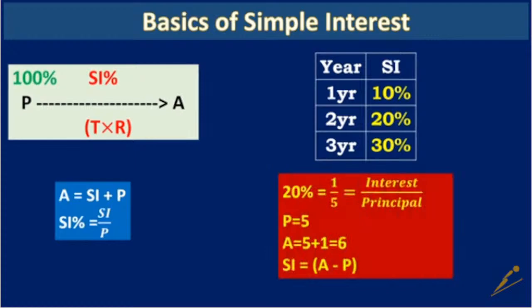Let's look at one example. Given the interest rate is 20%, which equals 1 divided by 5, we know from the simple interest formula that the principal is 5 and the SI is 1. We can calculate the amount A that is due at the end of 1 year, using the formula, A is equal to 5 plus 1, which is 6. We can calculate the simple interest using the formula, SI equals the difference between the amount and the principal.